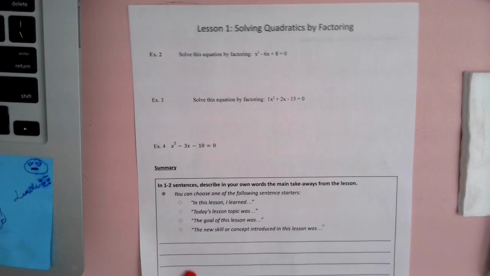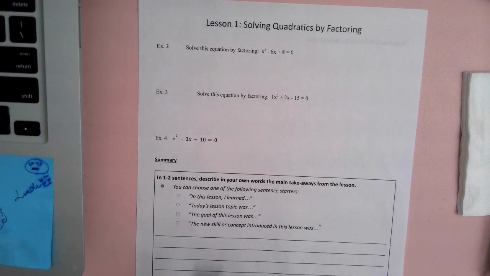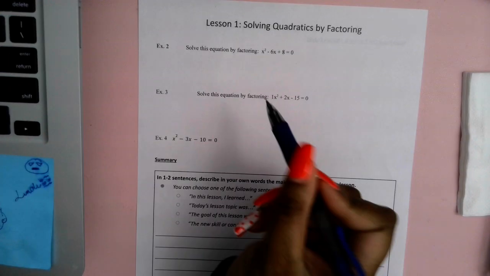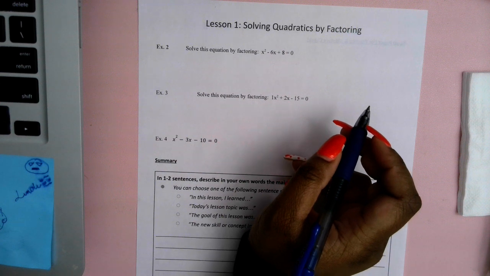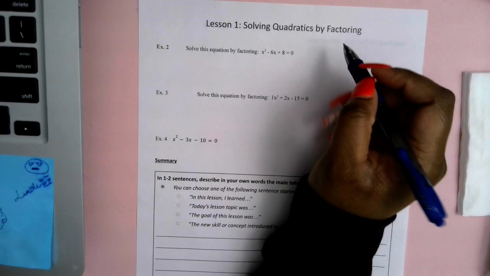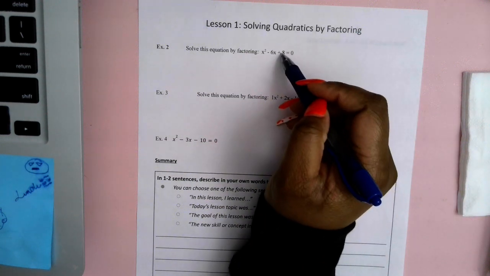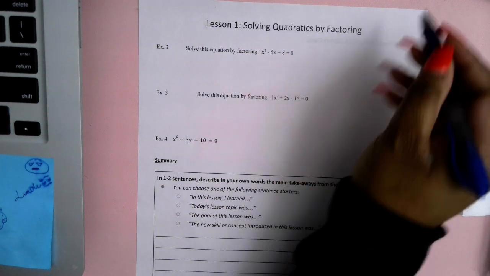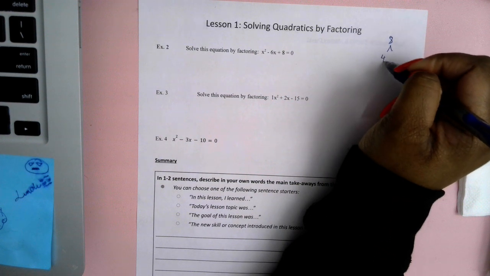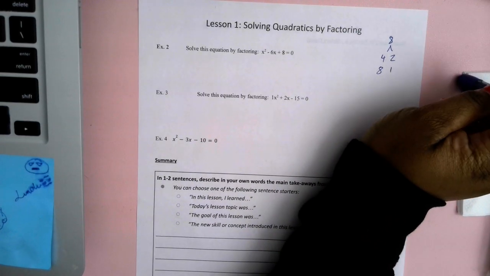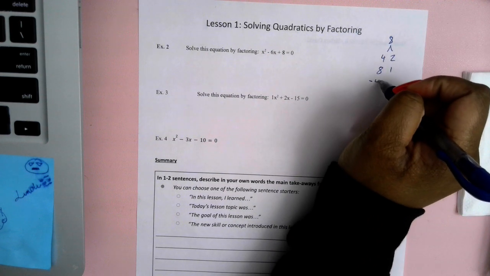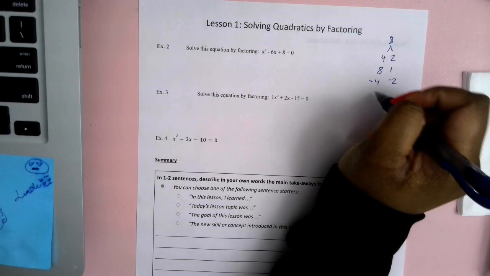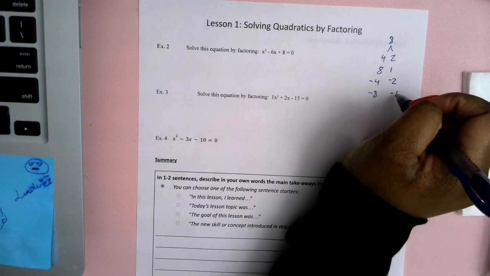Example number 2 says to solve this equation by factoring. Our equation is already equal to 0. We're going to find two numbers that multiply together to give us 8 and combine to give us negative 6. Factors of 8 include 4 and 2, 8 and 1, and that's pretty much it. But to get a positive number, I also know that negative 4 and negative 2 multiply to get positive 8, and negative 8 and negative 1 multiply to get positive 8.